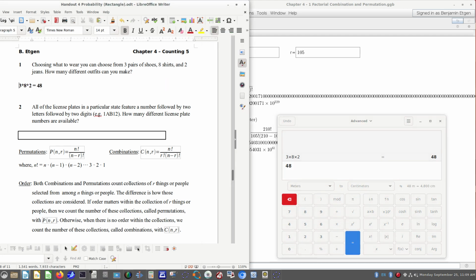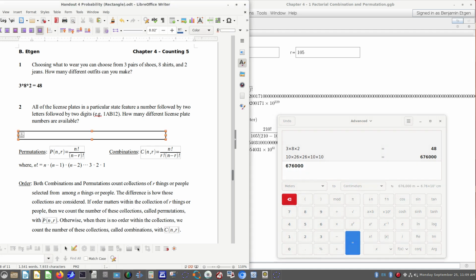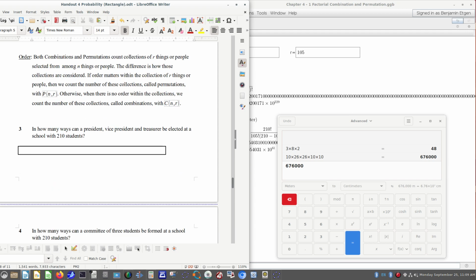The second one asks us to look at license plates. It says that there's 10 digits for the first choice, then 2 letters, 26 each, and then 2 more digits. So that gives us 676,000 for that.